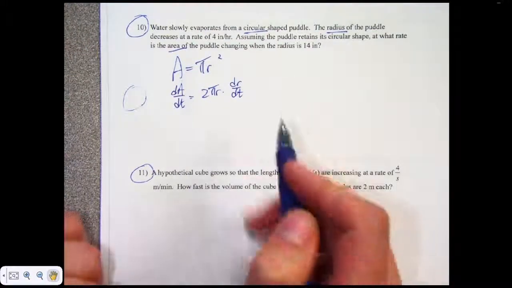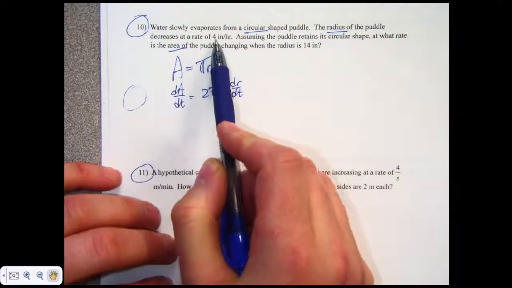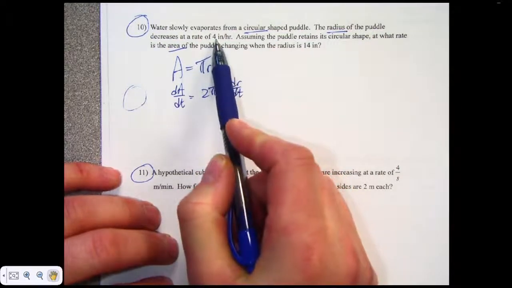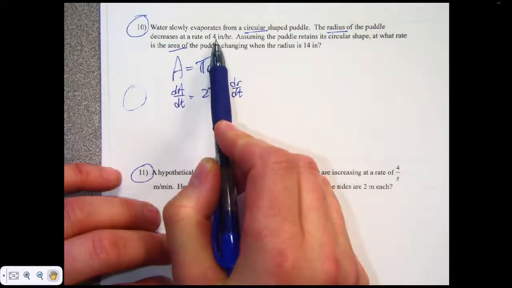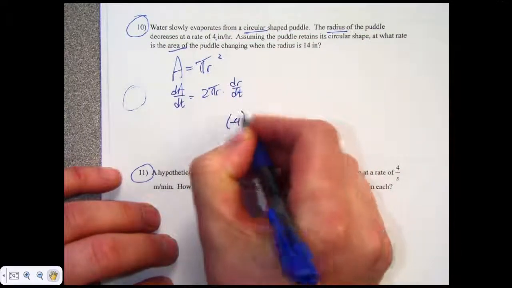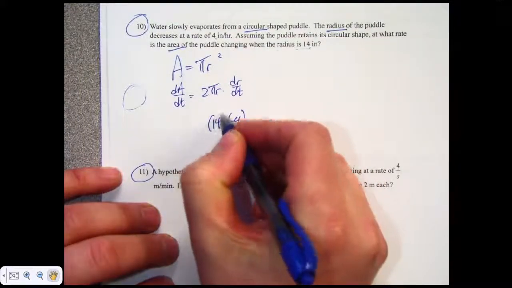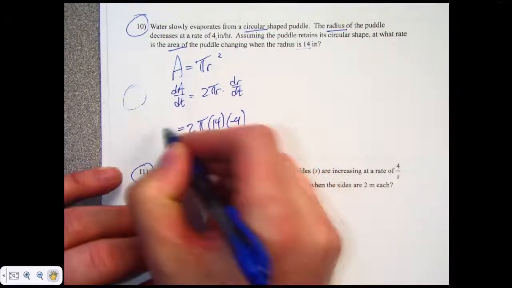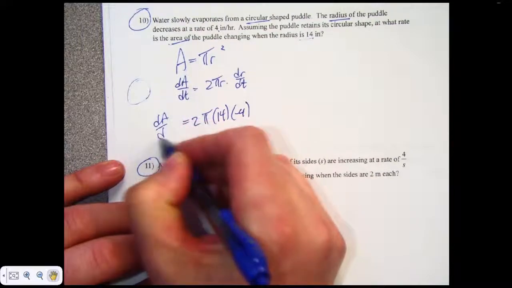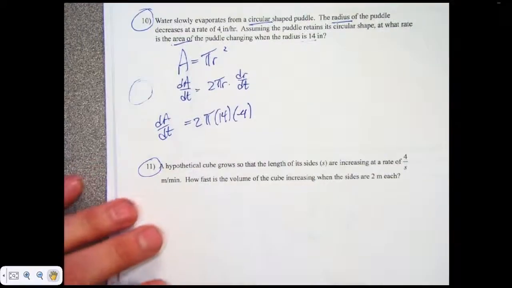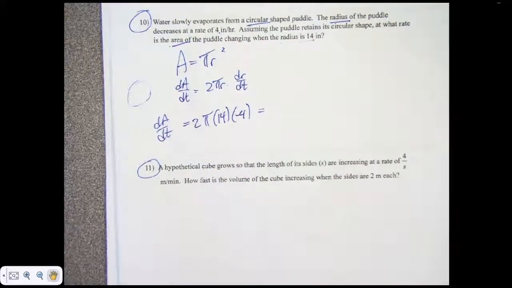So then I'm going to look at what I know, what I need to know. So the radius is decreasing at a rate of 4. What do I plug that in for? The radius is decreasing. Is that r or dr dt? Dr dt, it's negative 4, right? So it's decreasing. The radius is 14. Pi is pi, 2 is 2, and they're asking me what rate is the area changing. I know everything on the right hand side in this one, so there's no algebra really, just multiplying it out. So whatever negative 8 times 14 is.